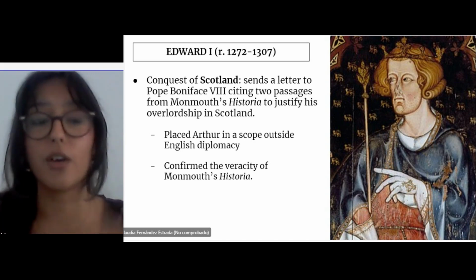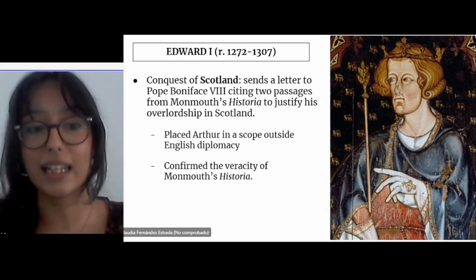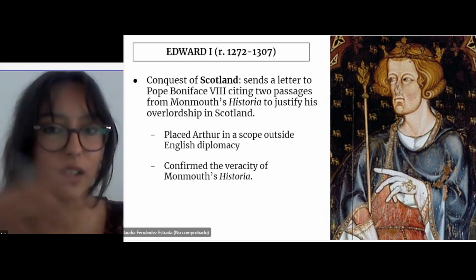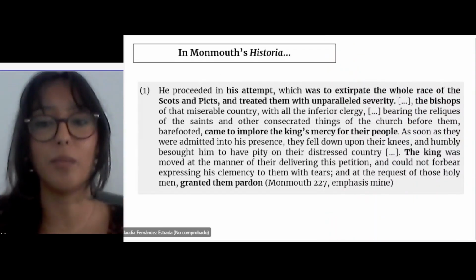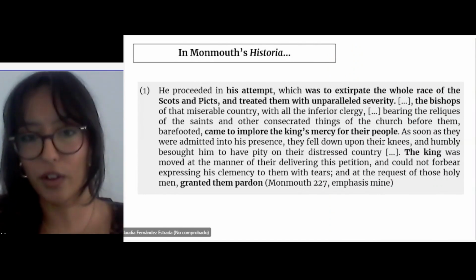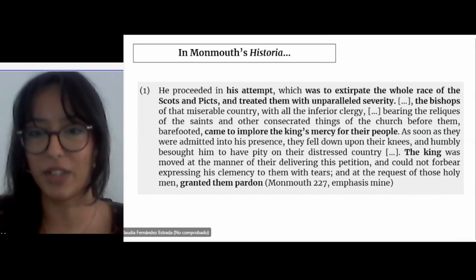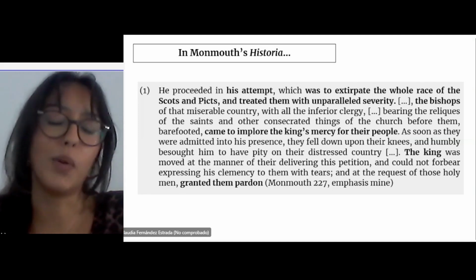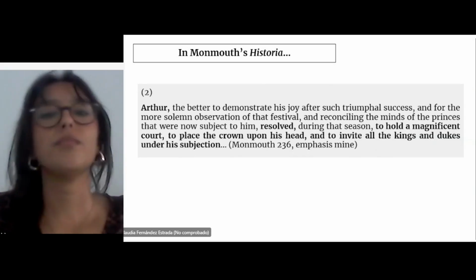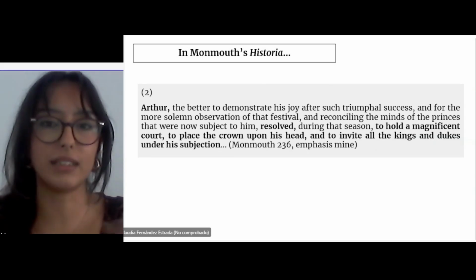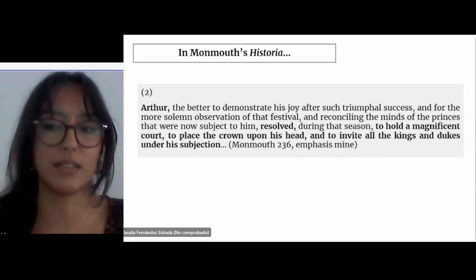Now, this was huge. First, because he was placing Arthur in a scope outside English diplomacy, and second, because he was confirming the historical accuracy of Monmouth's history. This is what he quoted, that Arthur extirpated the whole race of the Scots and Picts and treated them with unparalleled severity, and that ultimately the bishops came to implore the king's mercy, and the king granted them pardon. And then this one, where Arthur basically summons his vassals to display his power as king, and also to confirm his vassals' subjection.